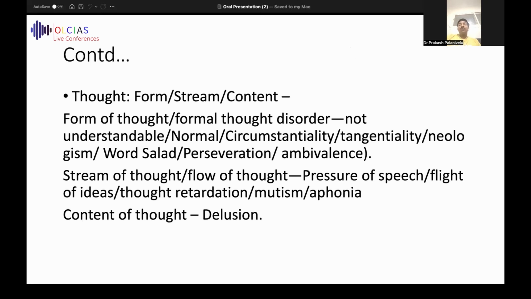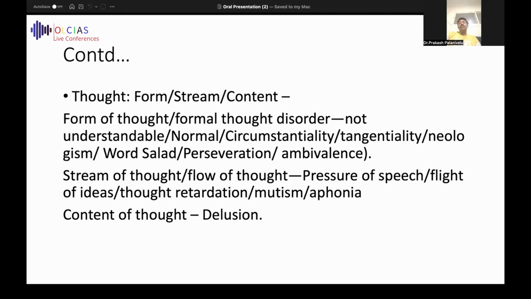Yeah, so we can also assess the thoughts, and we assess the form of thought, stream of thought, and content of thought. The form of thought helps us to assess the formal thought disorders, whether the patient's conversation is normal or not understandable, or there may be circumstantiality, where a patient reaches the central point after giving some tedious details, and then comes to the conclusion. It may be tangentiality, where the patient does not come to the conclusion, or the patient may have found new terms, that is neologism.